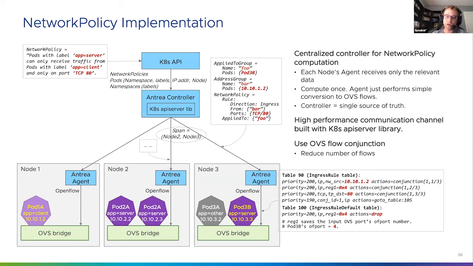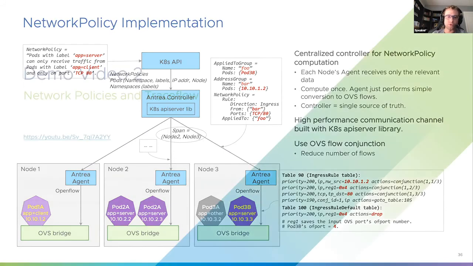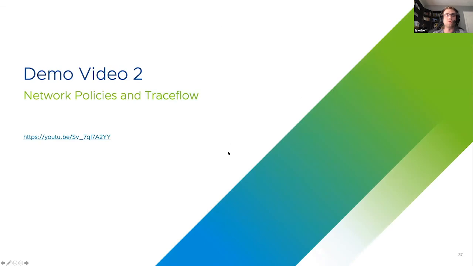As Jianjun mentioned, to distribute computed internal policy objects, we use the Kubernetes API server library. So the same library which is used to run the main Kubernetes API. And using this enabled us to achieve a very performant communication channel with little engineering effort. So I'm going quickly because I want to be able to show all the demo videos.